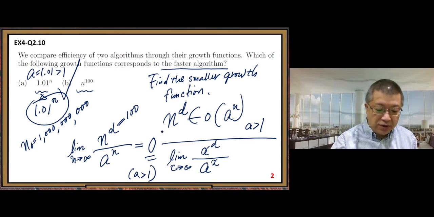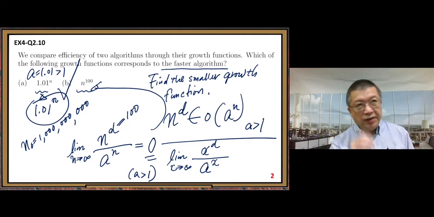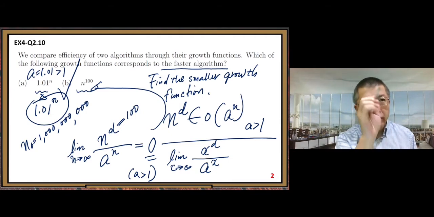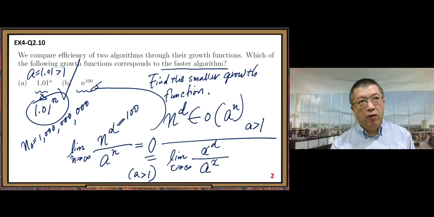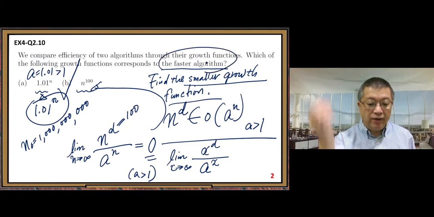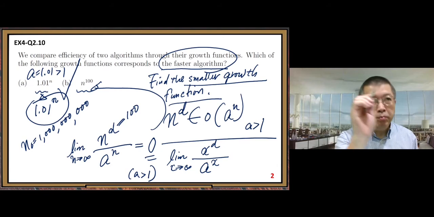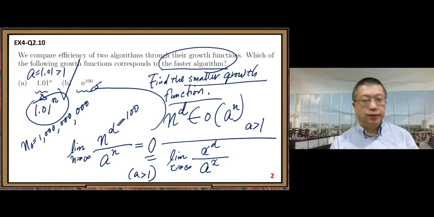So we can use this result, which tells us that a to the n dominates n to the 100. In other words, eventually this function will be smaller than the other function. The smaller the growth function, the faster the algorithm. So that's why our answer is B. All right, so next question.